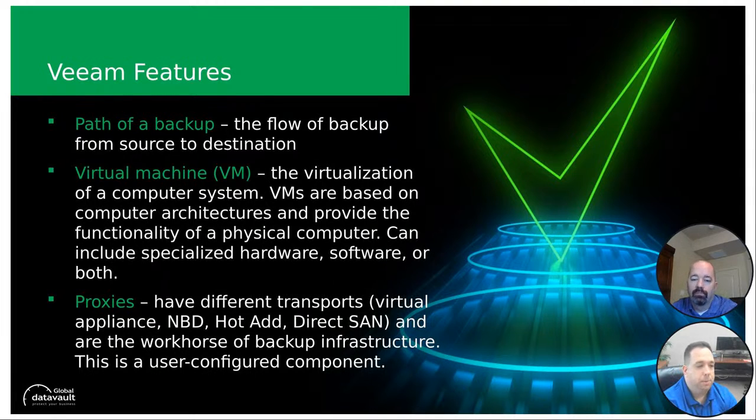So the path of the backup is that the backup is initiated through the Veeam Backup and Replication console, and then it sends an API or a PowerShell direct call to the hypervisor, and then the hypervisor is responsible for taking a snapshot or a checkpoint. Once that checkpoint or snapshot gets taken, it initiates the proxy to do the transfer from the checkpoint or the snapshot.